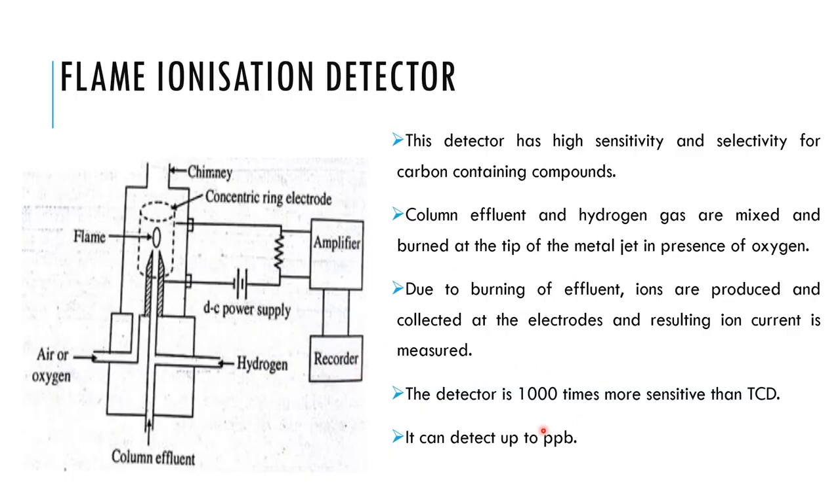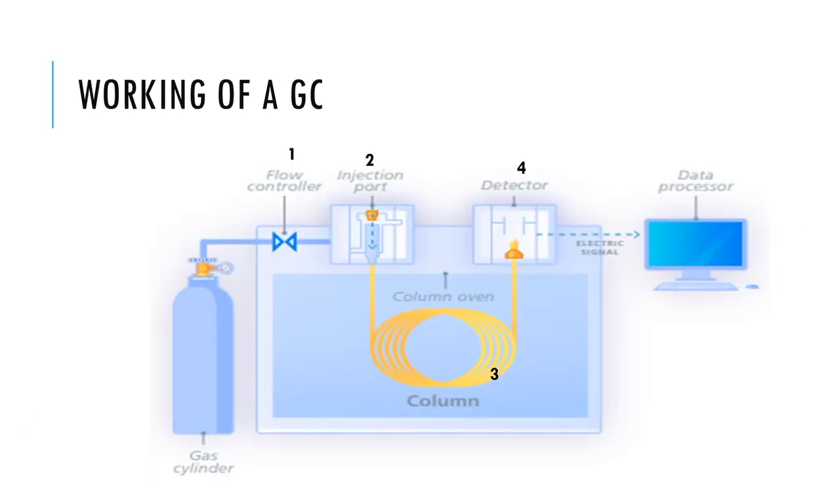So it is more sensitive. It is used for carbon-containing compounds. You can see it is 1000 times more sensitive than the TCD detector. But it has some limitations. It cannot detect permanent gases. It can detect only mostly organic-based gases, because when it burns, it should produce some ions. It can detect up to the ppb level, based on the purity of your carrier gas and also on the column. You can go up to detection at parts per billion levels.